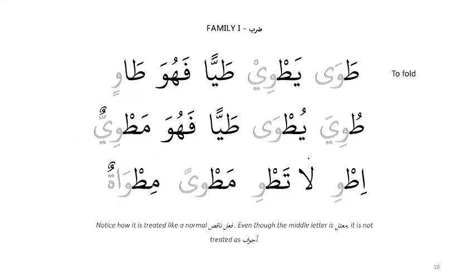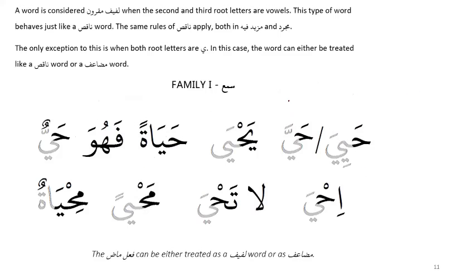Okay, tawa. So this again is the same with madi. You have tawa, and mudare you have yatwi. This means to fold. This one here, we have a situation where we have two yas. So the root letters are ha, ya, and ya.